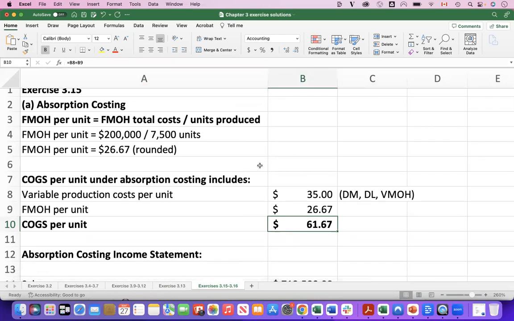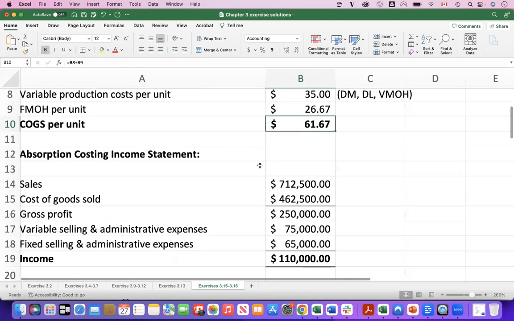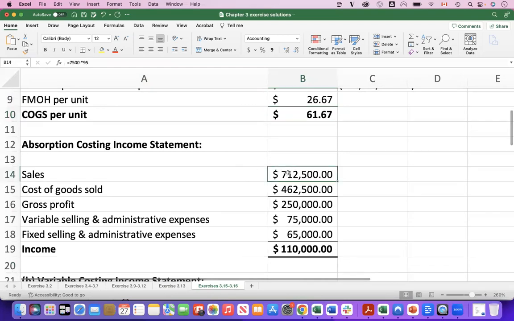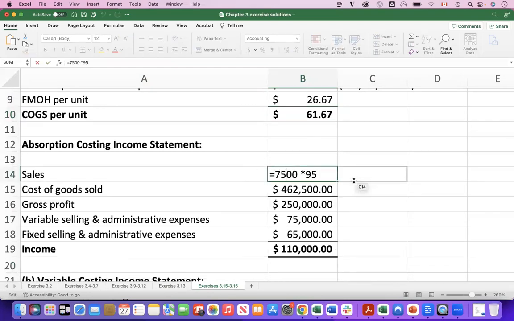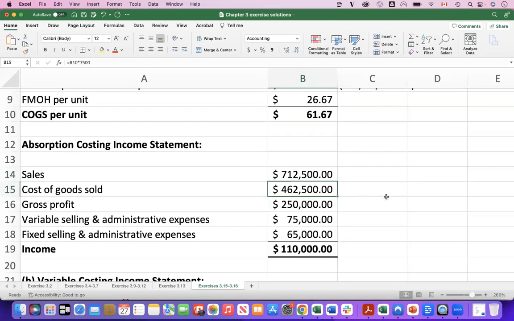$61.67. The format for your income statement under absorption costing, remember, should be that gross profit approach where you have sales less cost of goods sold equals gross profit. And that's exactly what we have here. We start with sales. Sales are the number of units sold, which was 7,500, times the selling price per ball, which was $95. So we get sales revenue of $712,500.